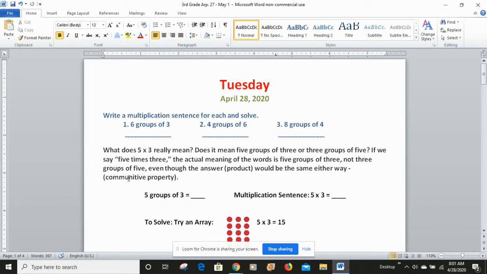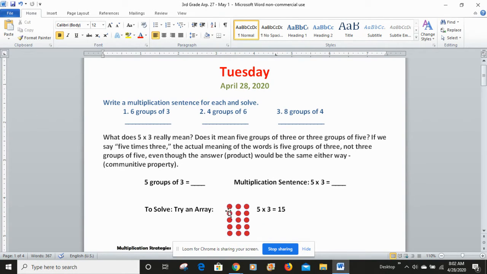So either way you say it, you're going to get the same answer, but if you look at it strictly, 6 groups of 3, 4 groups of 6, 8 groups of 4, or in my case, 5 times 3, here it is down below, 5 groups of 3. So my multiplication sentence would be 5 times 3, and that equals something. So how would I solve that equation? Well, one way is I could use an array. I have 5 rows of 3, and I can count those up, and I can see then that my equation 5 times 3 equals 15.